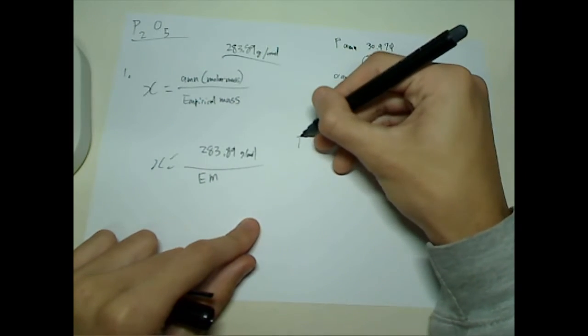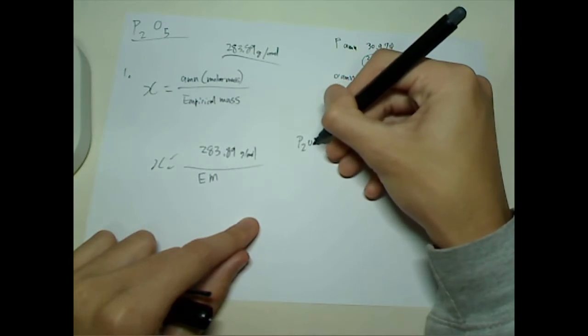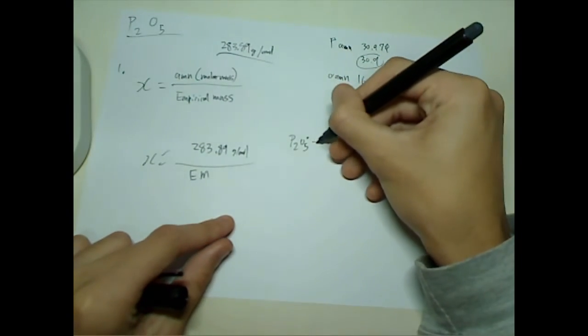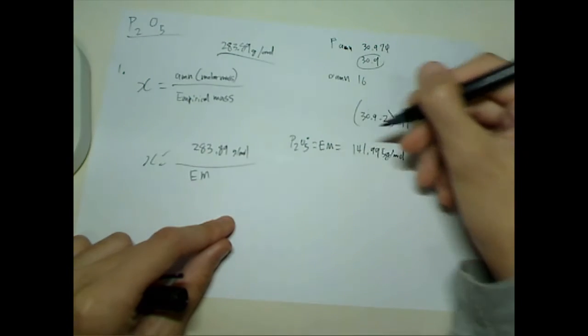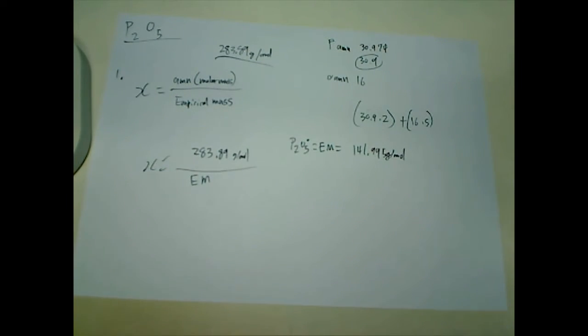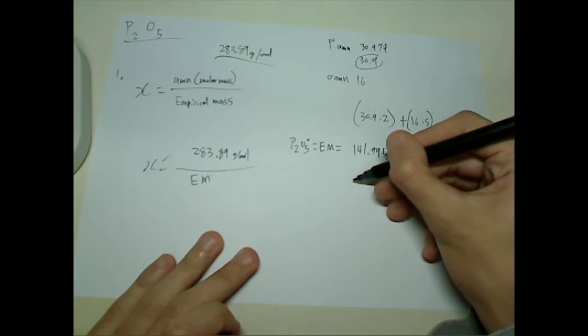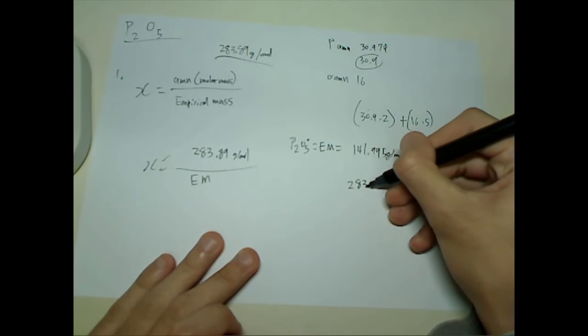So P2O5 has an empirical mass of 141.995 grams per mole. But this is empirical mass. This is the smallest whole number ratio. The actual mass is 283. Keep that in mind.